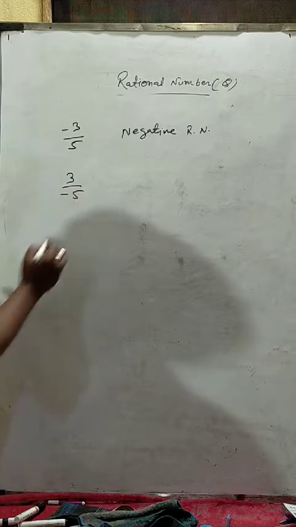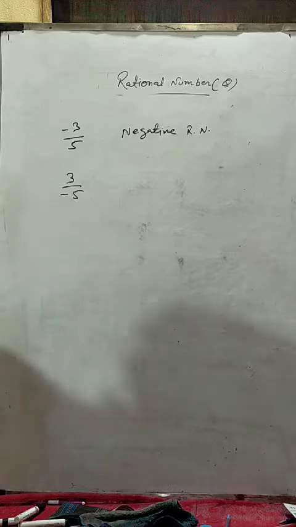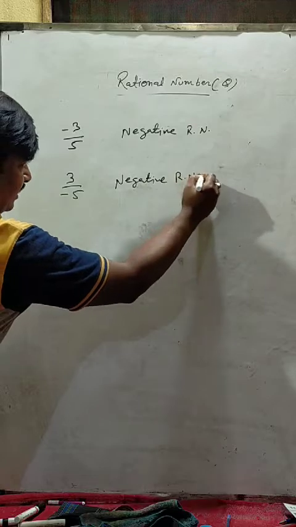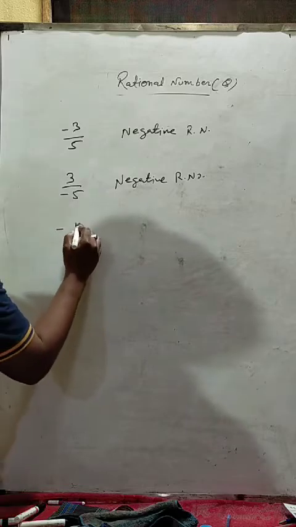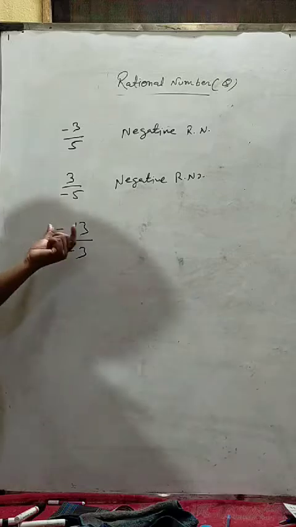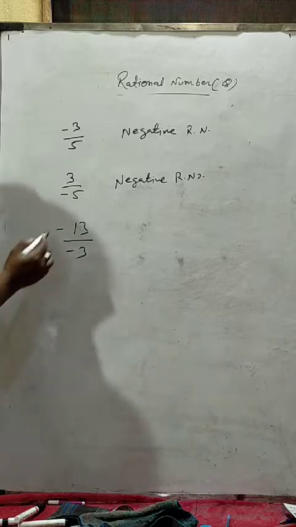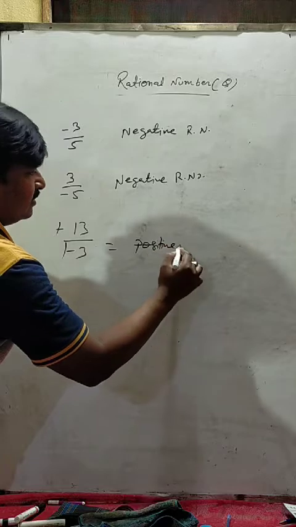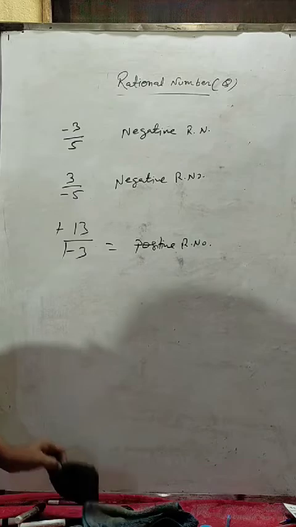3 by minus 5. See, the numerator is positive, the denominator is negative. Therefore, it is also a negative rational number. Okay, same. Minus 13 by minus 3. See, the numerator is negative, the denominator is negative. We can cancel out. Therefore, it is a positive rational number. Okay. So, this way we can solve our exercise.